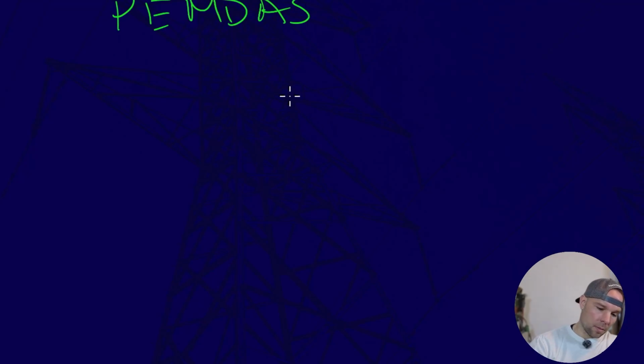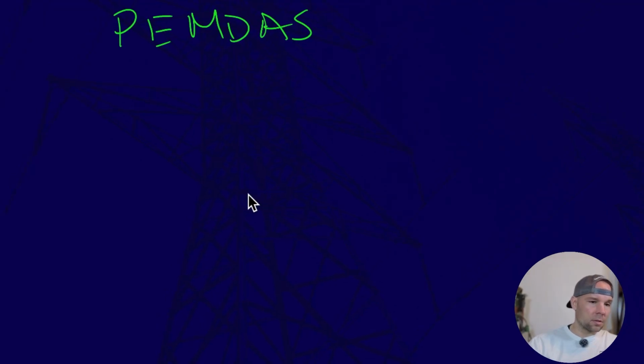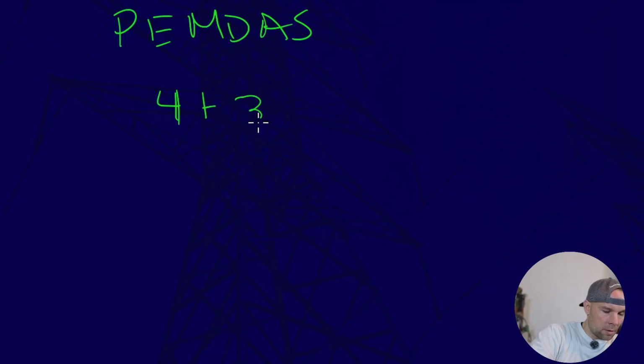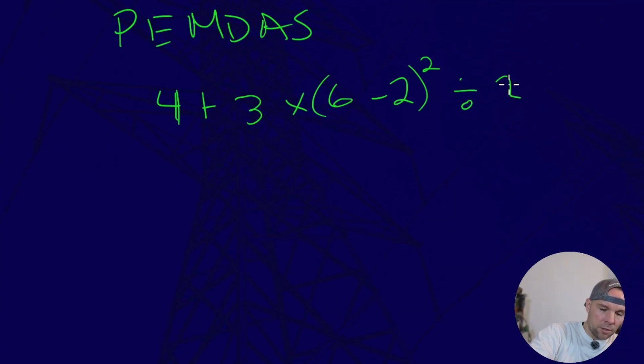And then let me make sure you can see this? Okay. So let's start with this example. 4 plus 3 times 6 minus 2, and this is going to be squared, divided by 2. And I know we haven't talked about exponents yet, but for the example, we'll just demonstrate how this is going to work. And then this is all in parentheses.